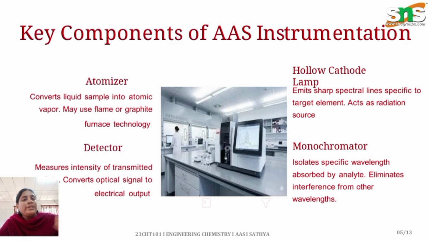The monochromator we have already discussed in UV-visible spectroscopy. The monochromator isolates the specific wavelength absorbed by the analyte. That means the beam of light is separated by the monochromator. So it eliminates interference from other wavelengths.